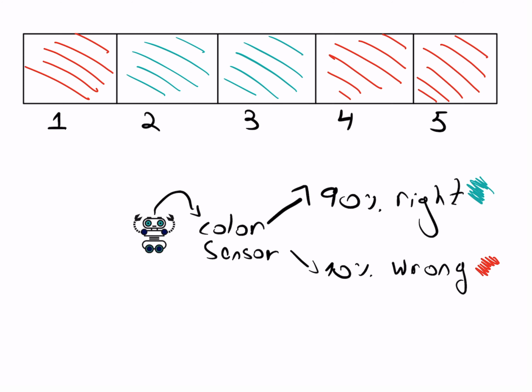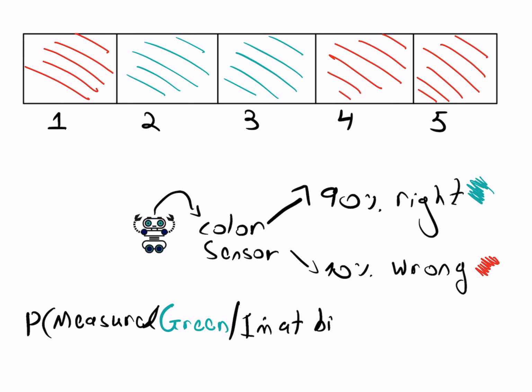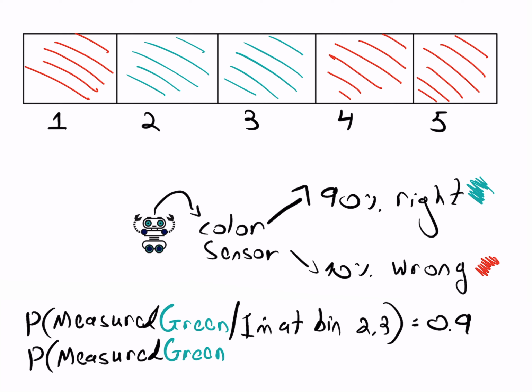And I can write the last sentence in a mathematical form. The probability of measuring the color green if the car is located at bin number 2 or 3 is 90%. And the probability of measuring the color green if the car is located at bin number 1, 4, and 5 is only 10%.